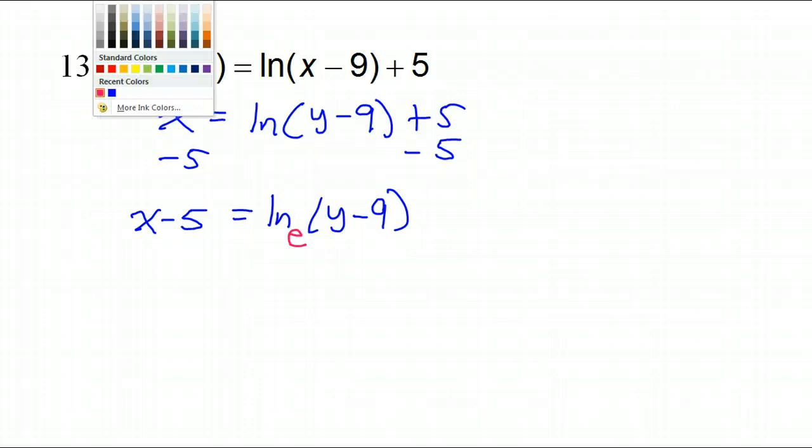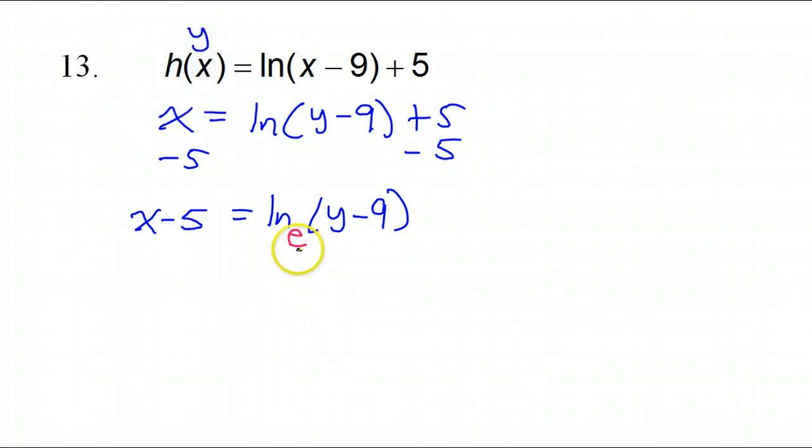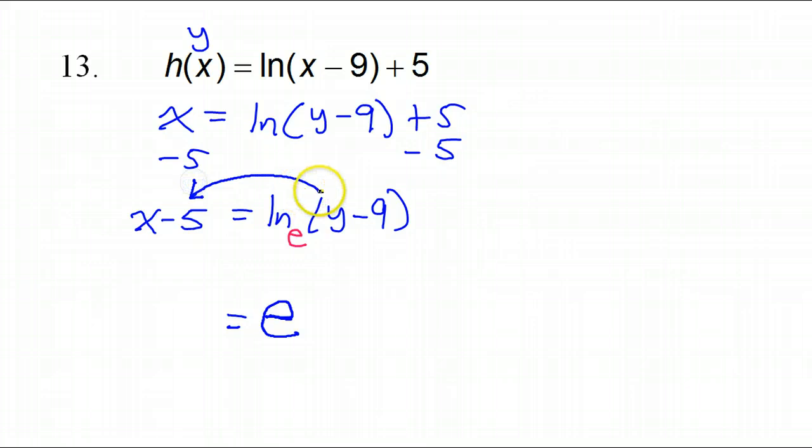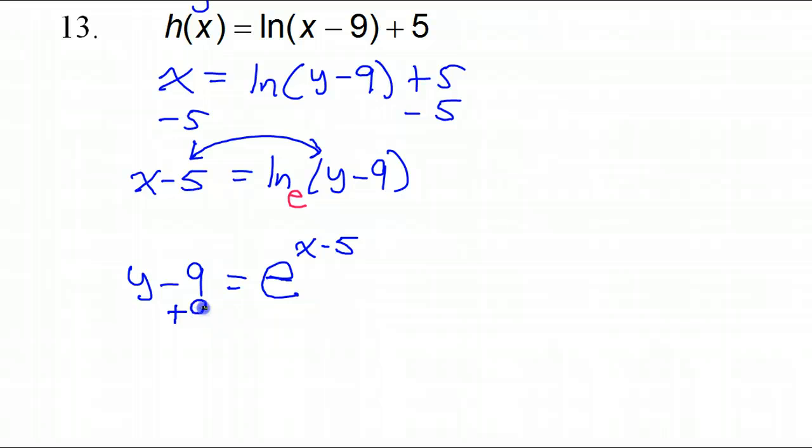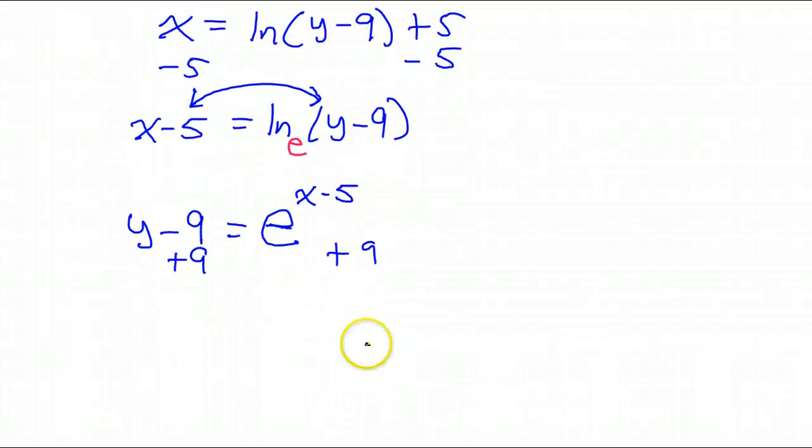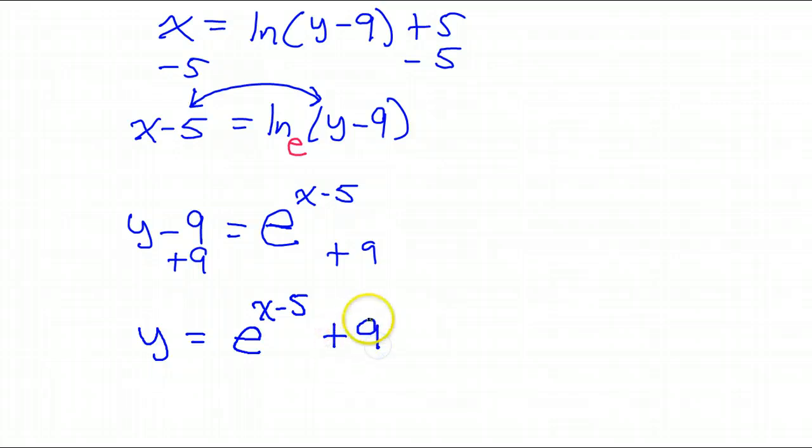Okay, so it's time to rewrite this in exponent form. Okay, starting with the base e. There it is. Okay, now the x minus 5 and the y minus 9, they're going to trade sides. So the y minus 9 is going to come out here. The x minus 5 is going to come over here, but it's going to be the power. Okay, then we need to add that 9 to both sides. So we are going to get y equals e to the x minus 5 power plus 9.